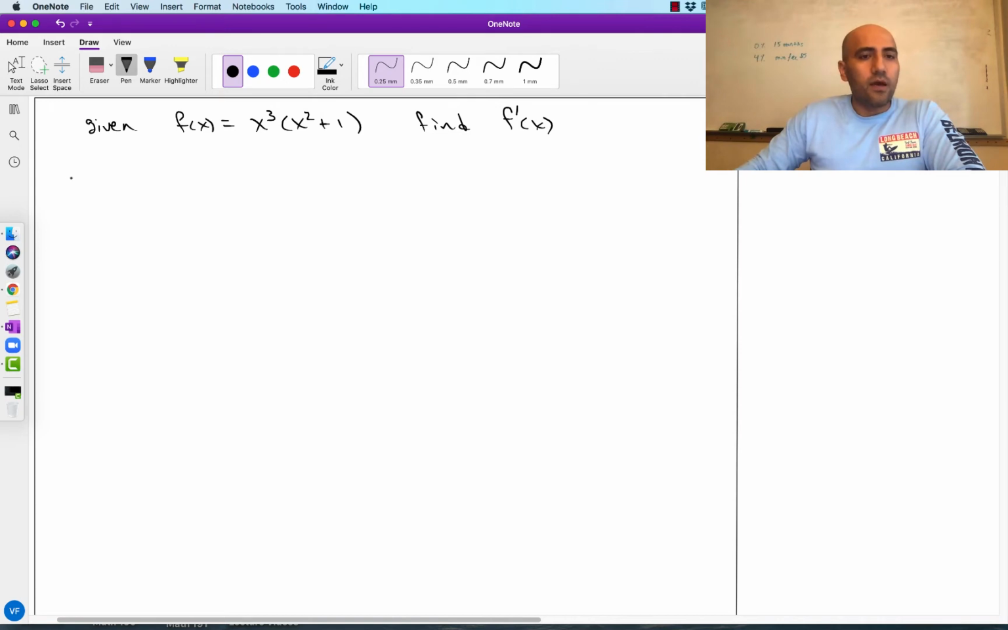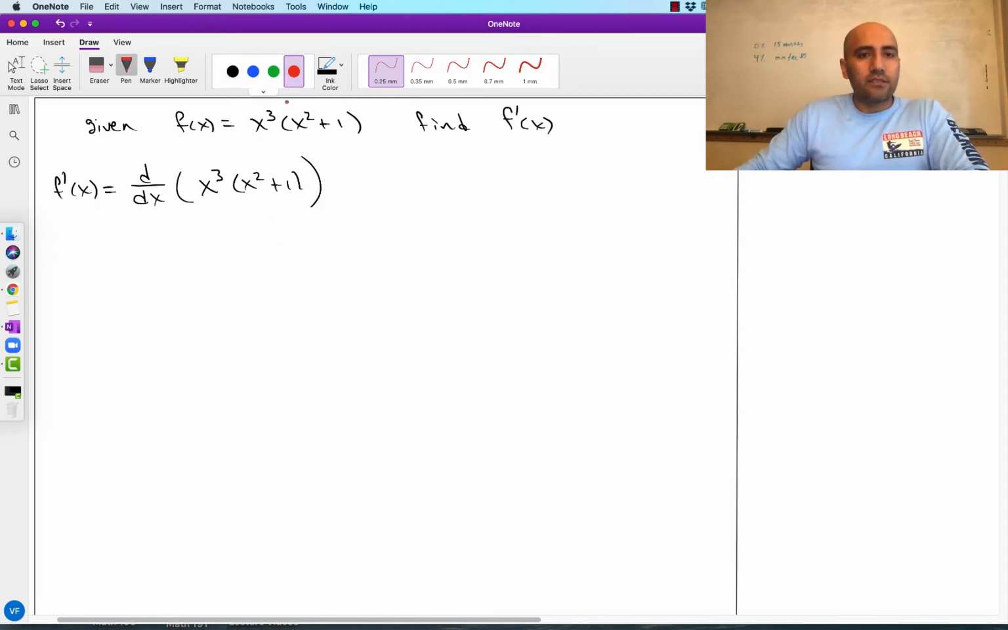Okay, so if we want to find this derivative, the first thing that might pop in your head is why not distribute, simplify, combine, reduce our function first and then apply the derivative? And that would be absolutely the correct instinct. So let's do that. The first derivative is going to be equal to the derivative with respect to x of this function, x cubed times (x squared plus 1).